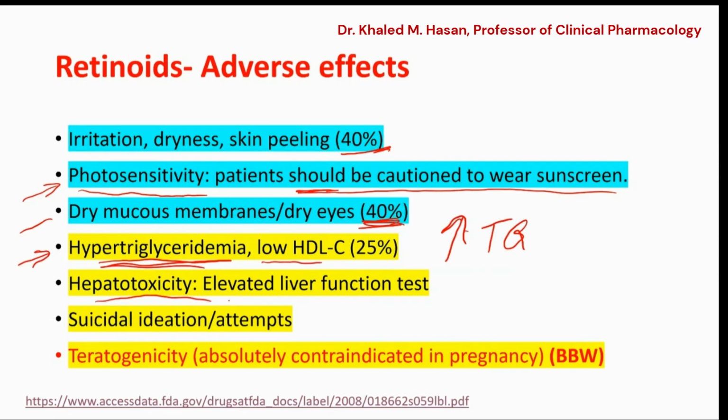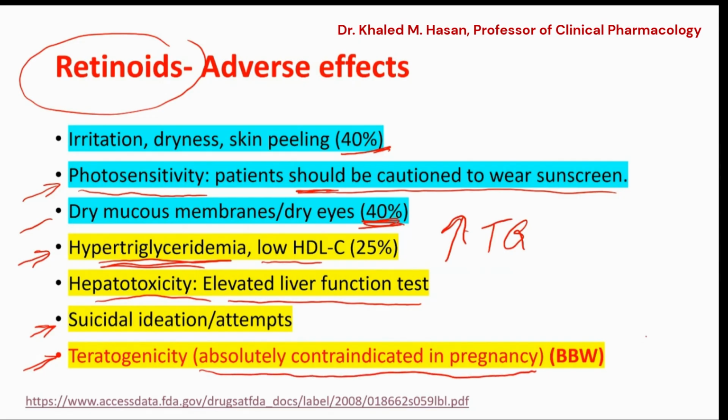Hepatotoxicity, and the patient suffers from elevated liver function. Suicidal ideation, suicidal attempt, all these come from retinoid. This medication is considered teratogenic. Therefore, it's absolutely contraindicated during pregnancy. It's not allowed to use it in pregnant women because of the teratogenic effect. And we call this one PPW, black box warning.